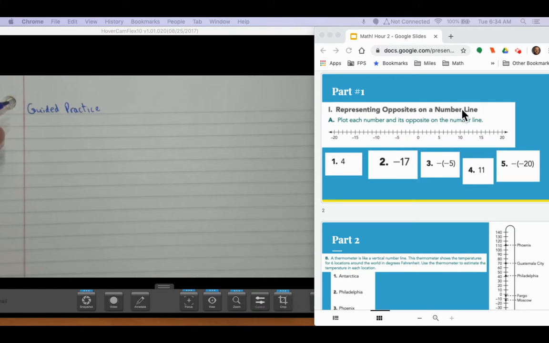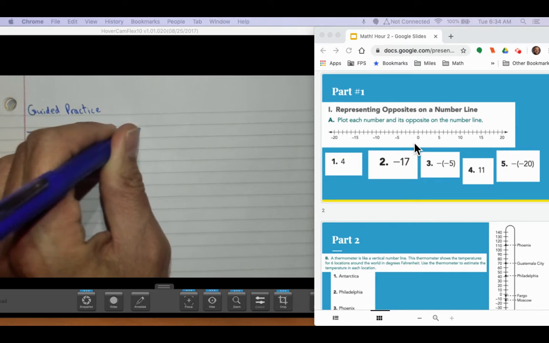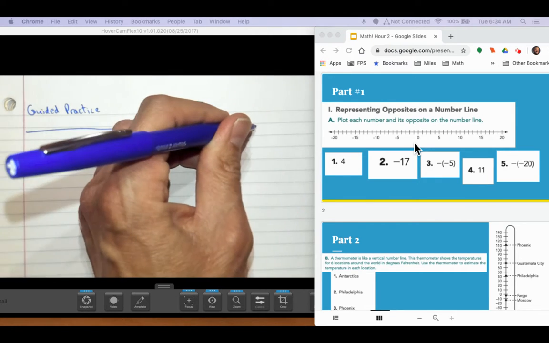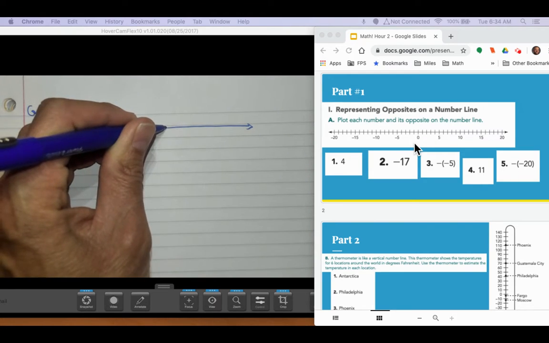Representing opposites on a number line. Plot each number and its opposite on the number line. Okay, so I'm going to make a number line. I see that my numbers here, my biggest one is 20. So on my number line here, I'm going to make my number line on the top. Put 0 in the middle.